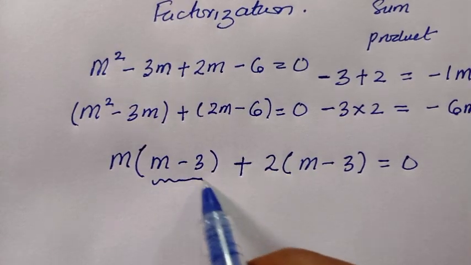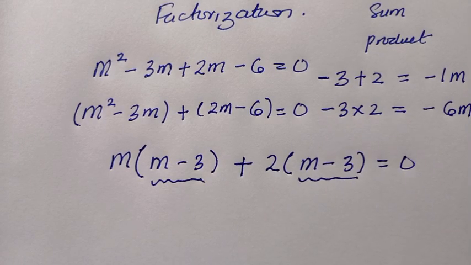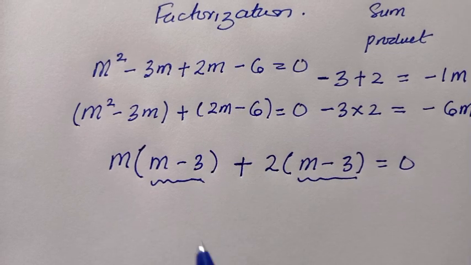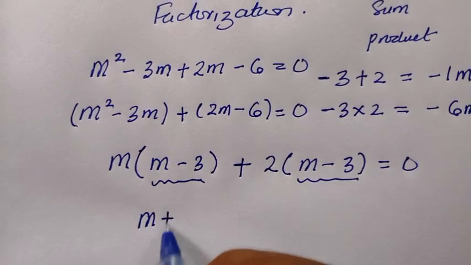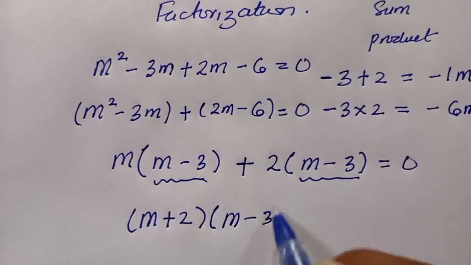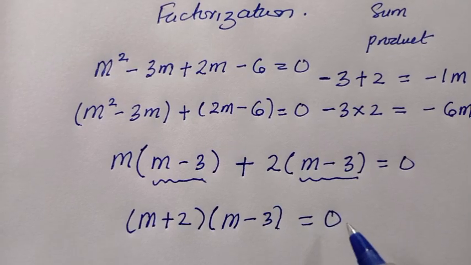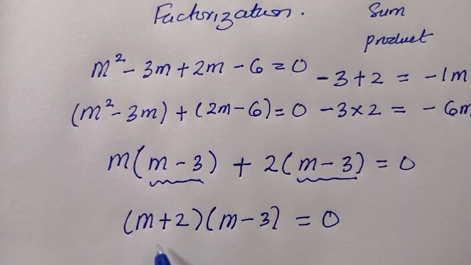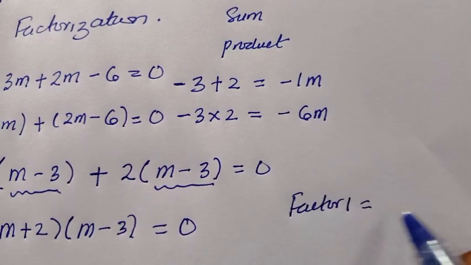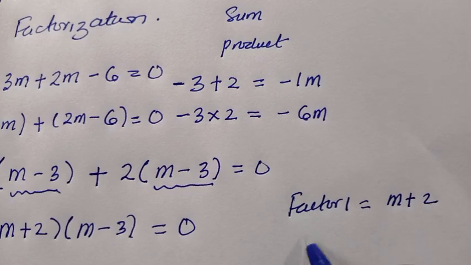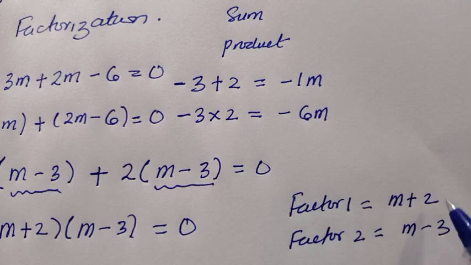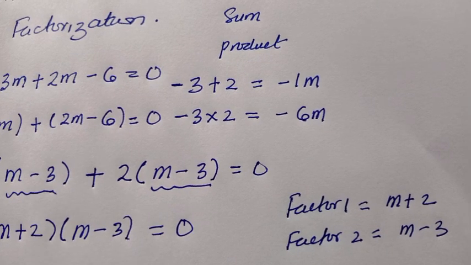And from here, we have m minus 3 and m minus 3, which are common, and both of them have coefficients, which are m and plus 2. So by combining this, we have m plus 2, and we take one of these, place it together as m minus 3 equals 0. And here are the factors. There are two factors here. We have factor 1, which is m plus 2, and we have factor 2, which is m minus 3. So these are the two factors of the quadratic equation above.